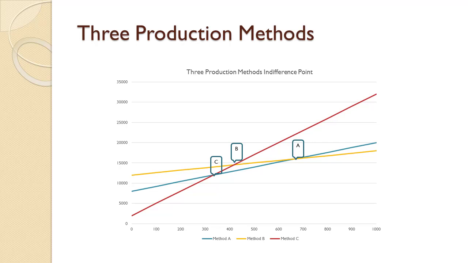As we can see from the chart, below point C, method C is the cheapest. From point C to point A, method A is the cheapest, and above point A, method B is the cheapest. The process would be the same if you had 4, 5, or even more potential production methods.